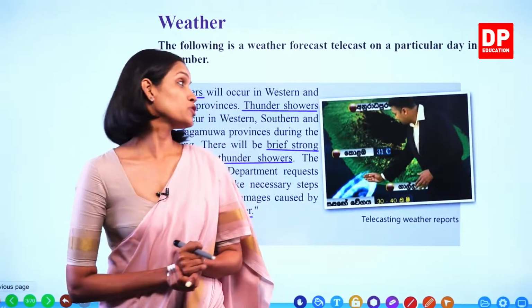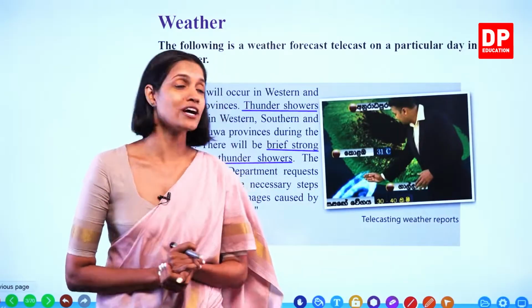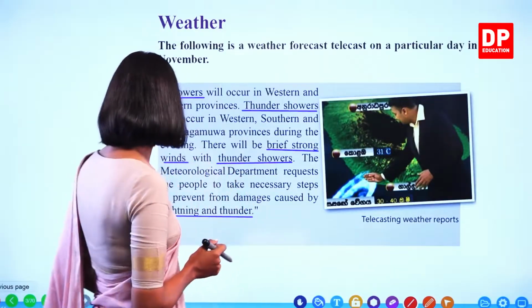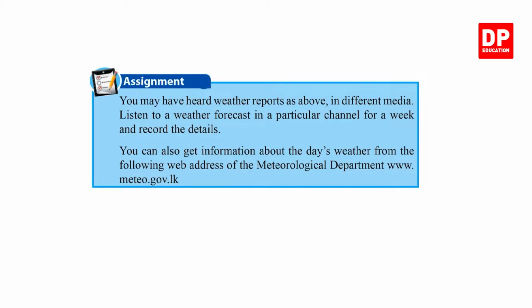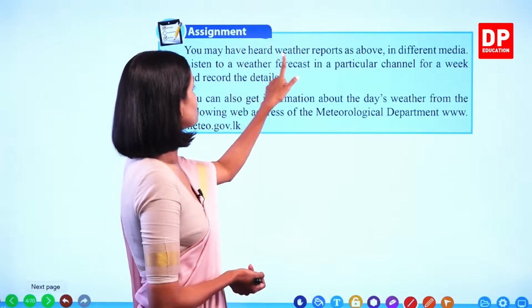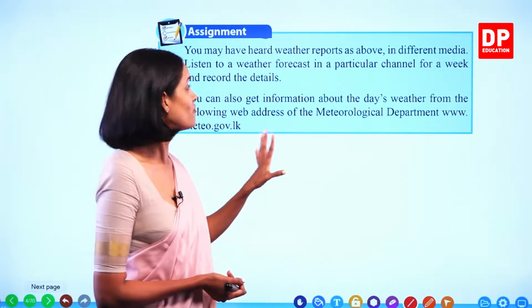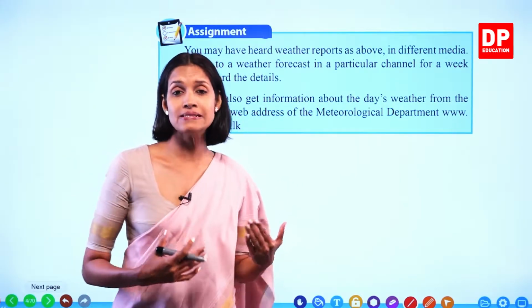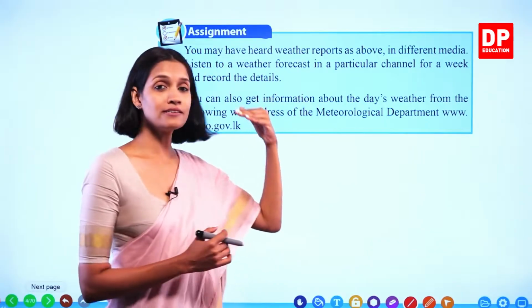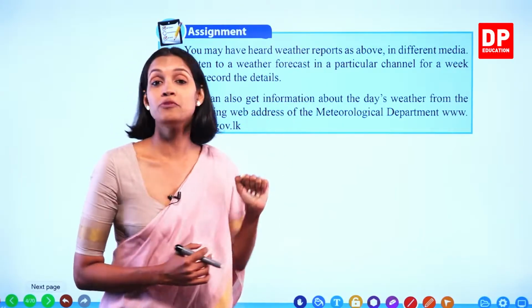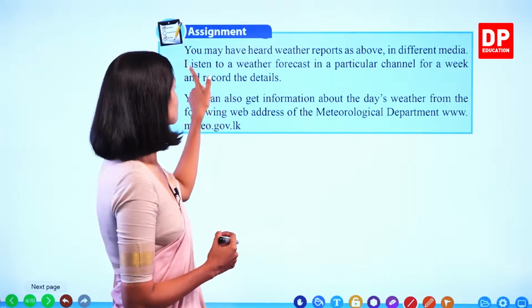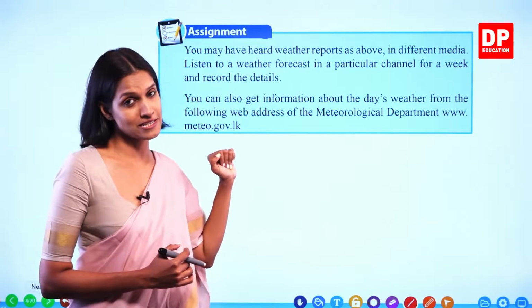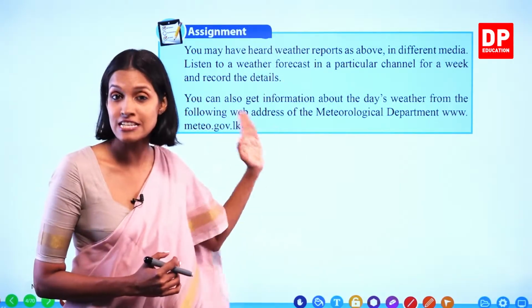Right, children. So you watch that weather forecast. I hope now this part is very clear for y'all. Okay? We'll move on to the next assignment we have to do. You may have heard weather reports as above. You already listened to one of that, right? In different media. So there are different TV channels, radio channels. So they all present this type of weather report. Okay? So listen to a weather forecast in a particular channel for a week and record the details. Now you all can do this very easily.